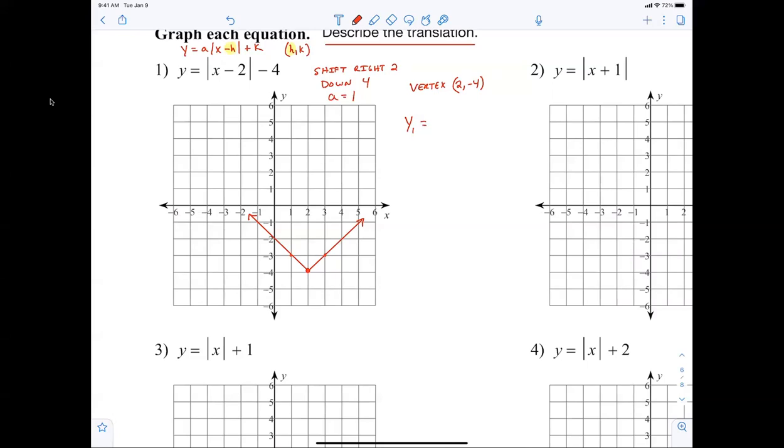So is A like the slope? Yes, A is kind of like the slope. All right. A is kind of the slope.